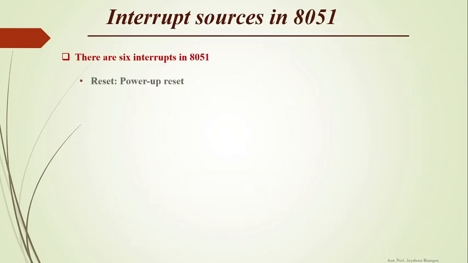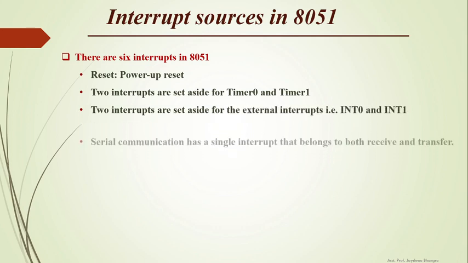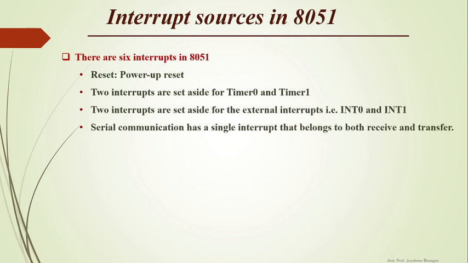There are 6 interrupts in the 8051, that is, reset. Then 2 interrupts are set aside for timer 0 and timer 1. They are also called internal interrupts or software interrupts. Then 2 interrupts are set aside for external interrupts, that is INT0 and INT1. They are also called hardware interrupts. And one more interrupt is serial communication, which has a single interrupt that belongs to both receiving and transferring the data.